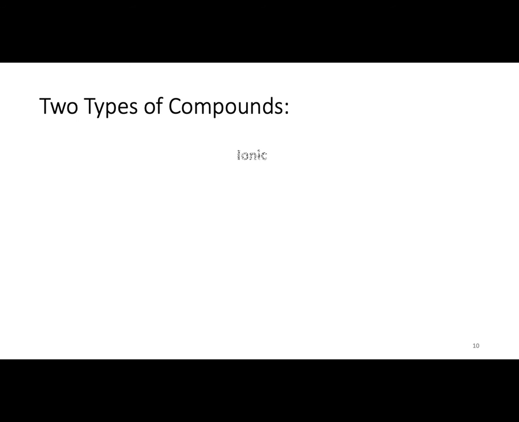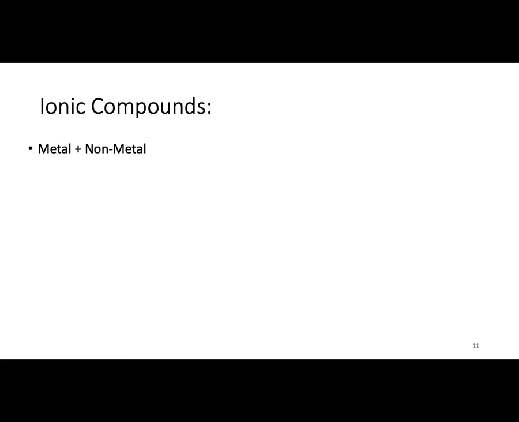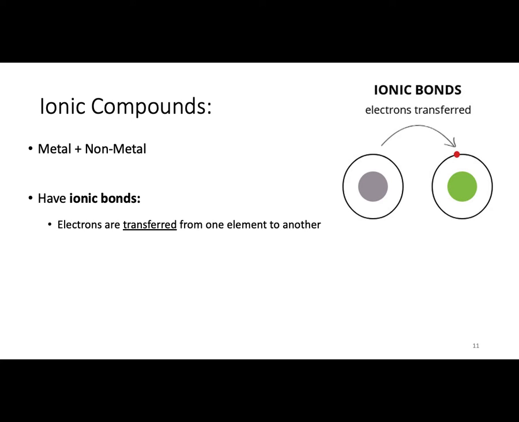So remember, there are two types of compounds, ionic and covalent. So what do you remember about ionic and covalent compounds from your last science class? So first of all, ionic compounds, they're made of a metal and a non-metal. They have ionic bonds. In an ionic bond, electrons are transferred from one element to another. So here's an ionic bond where an electron is transferred. Metals transfer electrons to non-metals, never the other way around, always a metal giving to a non-metal. So there's my metal giving it to a non-metal.